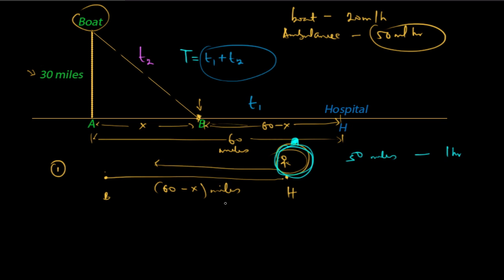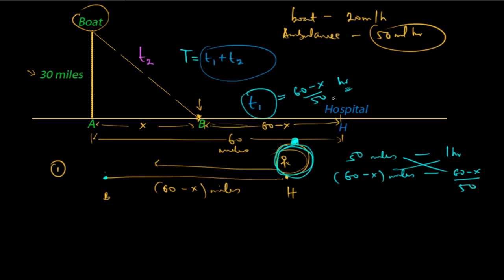So if this is the speed and it has to go through 60 minus x miles, we cross multiply. If 50 miles goes in 1 hour, then 60 minus x miles will go in (60 minus x) times 1, which is 60 minus x divided by 50. So the time taken, based on the speed given for the ambulance to reach this point B, is 60 minus x divided by 50. Therefore I found my T1. My T1 is (60 minus x) divided by 50 hours.